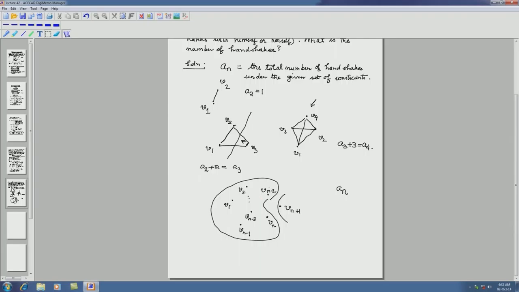So we have a total of a_n handshakes, and then when v_{n+1} is considered, he is bound to shake hands with each of the people in the other group. So, the total number of handshakes will increase by n, which is the total number of handshakes with n plus 1 people. So, we have built up a recurrence relation corresponding to the handshakes. Let us write down this recurrence relation and then let us try to solve it.